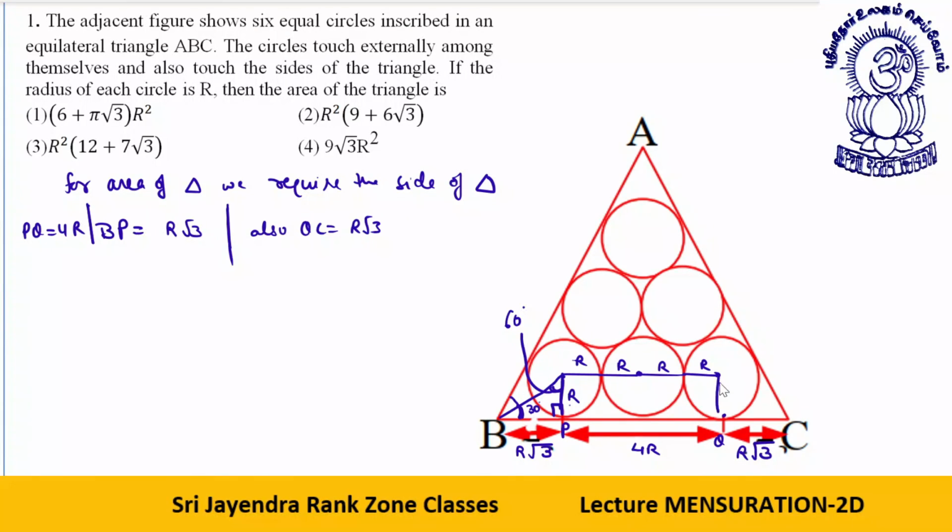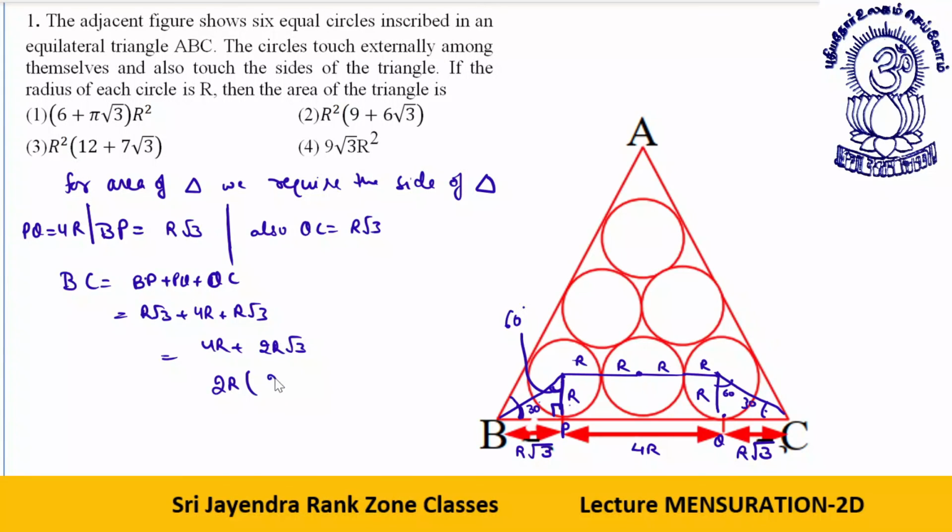Now look, the main concept was this 30-60 degree rule. In front of 30 degree it is R, so in front of 60 degree it will be R root 3. So BC is equal to how much? BC is equal to BP plus PQ plus QC, that is R root 3 plus 4R plus R root 3, that is I can say 4R plus 2R root 3, or I take 2R common, it will be 2 plus root 3. This is the side of triangle.